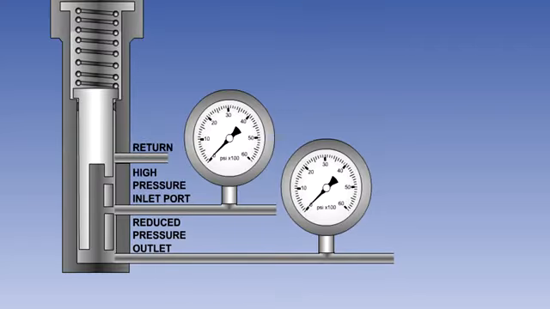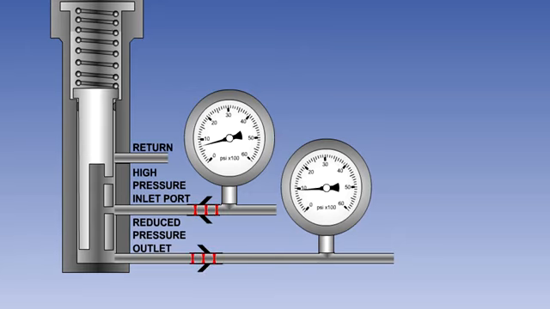A pressure reducing valve is often used to reduce main system pressure to a value suitable for operation of a service such as the wheel brakes. Prior to system startup, the spring will hold the valve fully down, opening fully both the high pressure inlet port and the reduced pressure outlet.